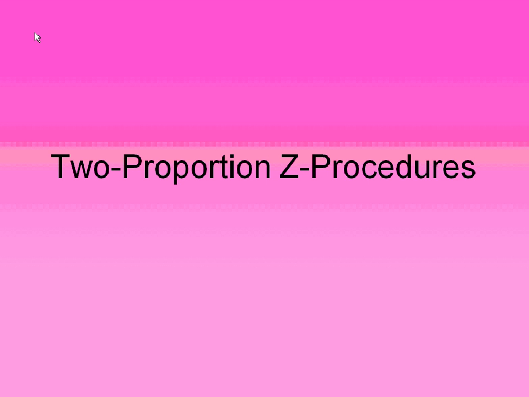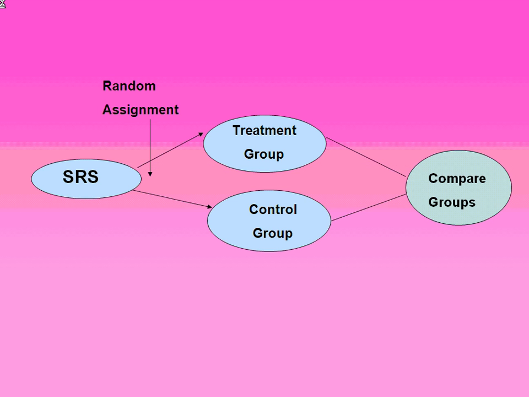Many times in life we want to compare two things and not just do a hypothesis test testing one proportion. It's more likely we're going to be comparing two things. So the key word here is two. Here's an example. Remember doing these, we would randomly assign half of our subjects to a treatment group.